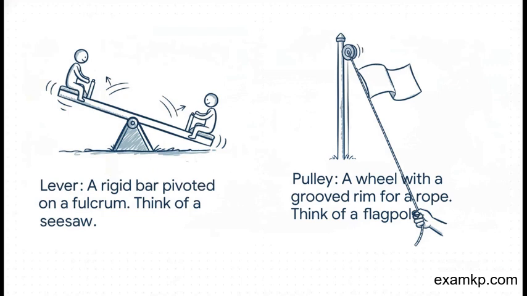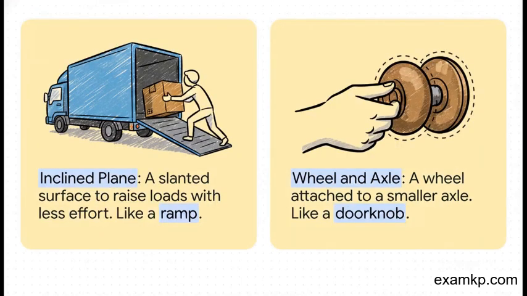That's just a wheel with a groove for a rope. You see them on flagpoles, in elevators, and at construction sites lifting heavy materials. Next up, the inclined plane. This is just a fancy term for a ramp. It makes it way easier to move something heavy upwards, right? Like pushing a wheelchair up the ramp instead of trying to lift it up the stairs.